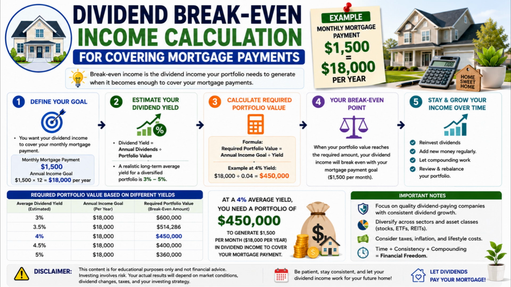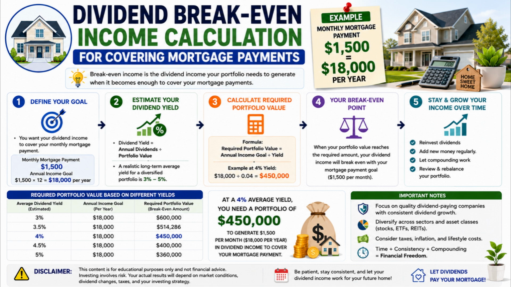First, you need to define your goal. Let's say your monthly mortgage payment is $1,500. Since dividend income is often calculated yearly, we convert this monthly amount into an annual income goal. So, we multiply $1,500 by 12 months. This gives us $18,000 per year. That means your portfolio needs to generate about $18,000 in annual dividend income to cover your mortgage payments.